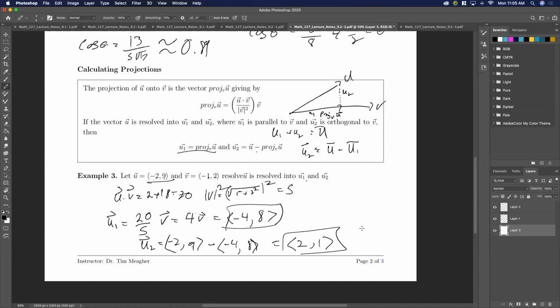I think it's worth drawing at least one of them, so let me just draw one real quick. Here I have the vector -1, 2. It looks roughly like this. So this is my v. My u is going to be -2, 9, so like way up here.